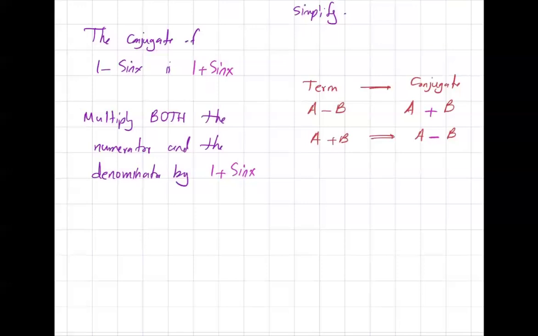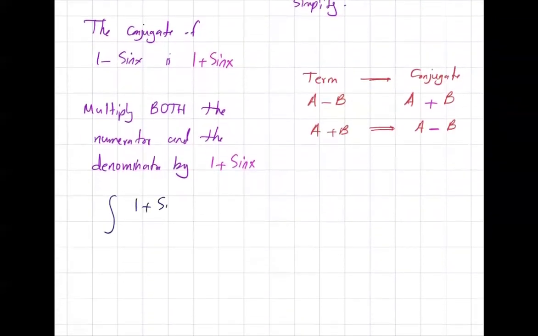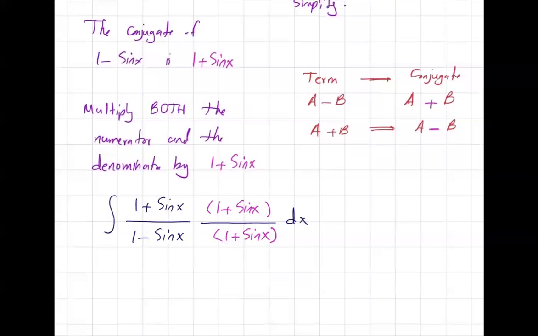So the integral of 1 plus sine x divided by 1 minus sine x multiplied by the conjugate. Remember that you have to have the conjugate both on the numerator and on the denominator. Otherwise, it's going to change your integral. It means that you're creating something out of nowhere, which is wrong. So let's see what's happening here. Let us simplify as much as we can.